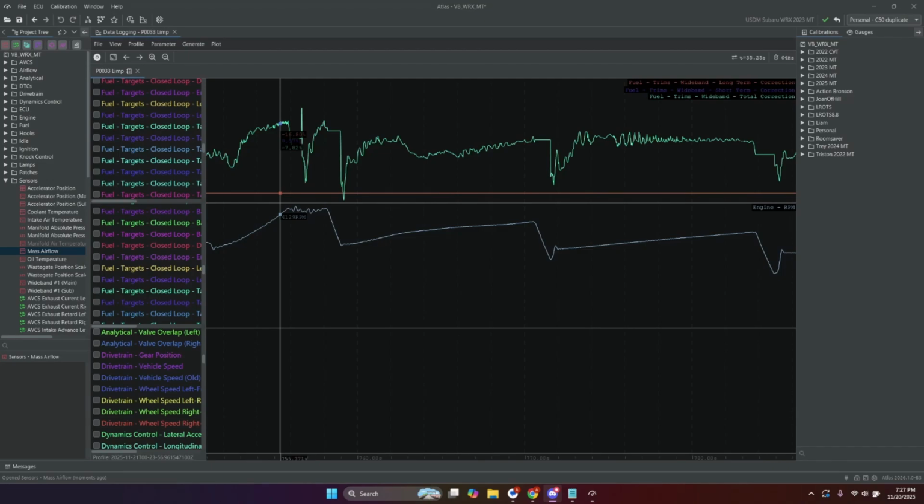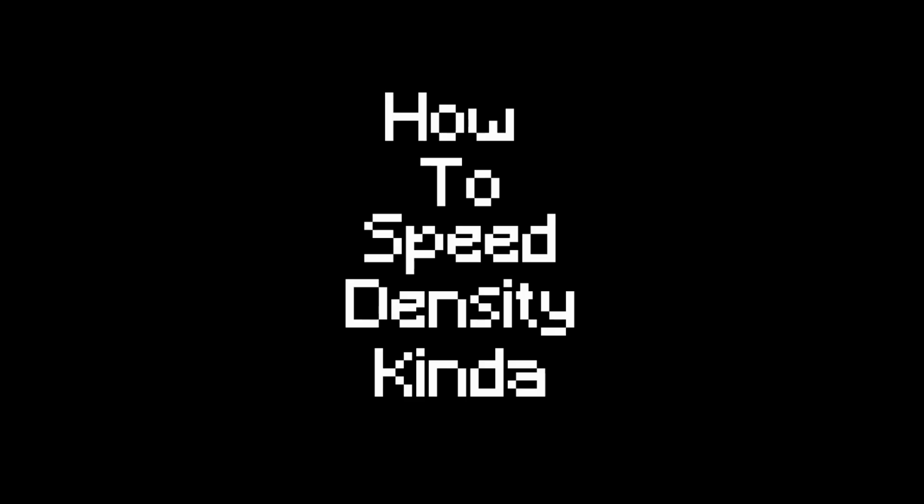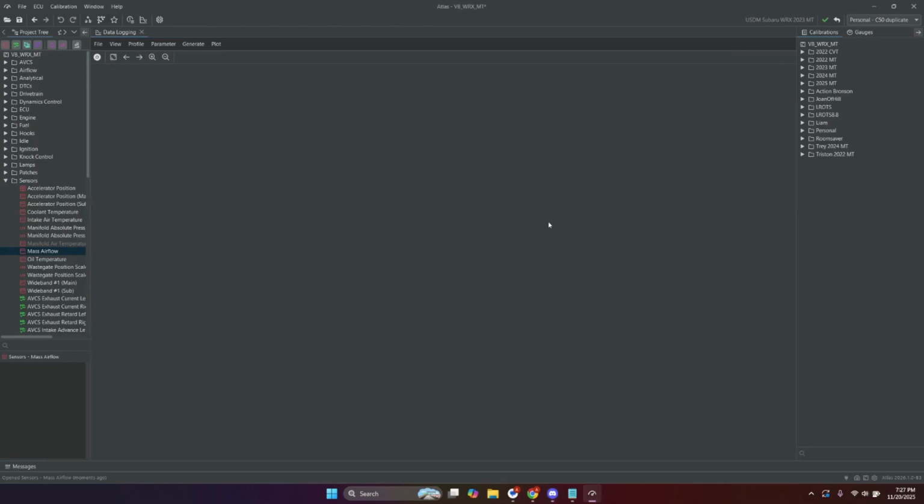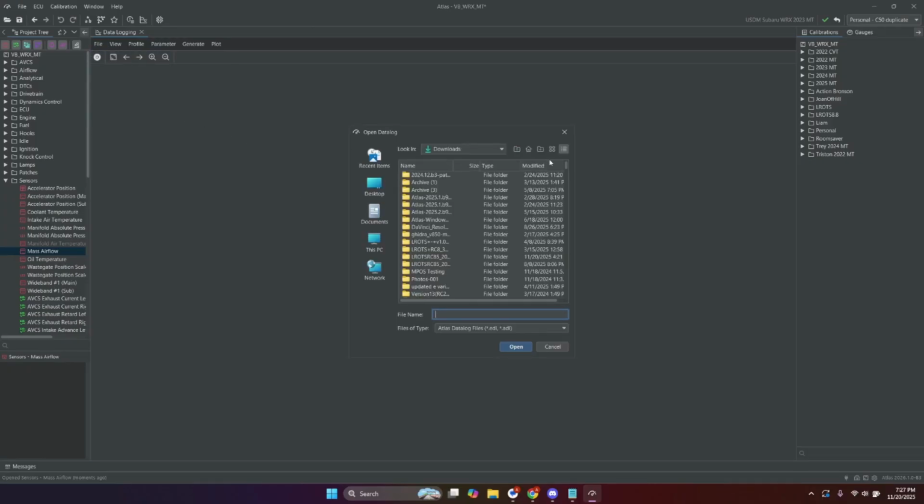So what we're gonna do is we're gonna dial in VE. Fuck MAF. It's in the past. Nobody needs it. Everybody should run speed density. Everybody should run speed density.